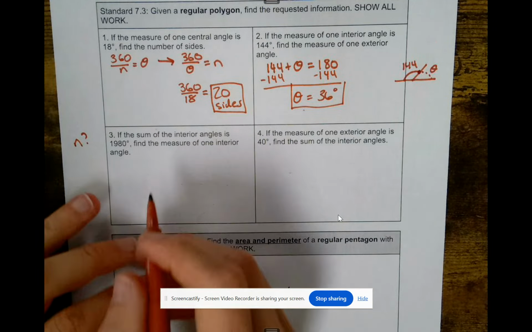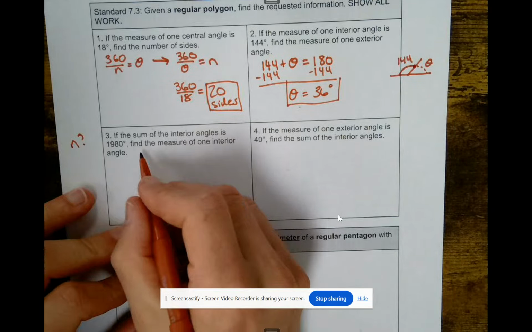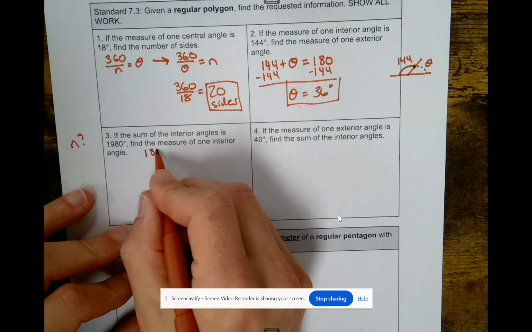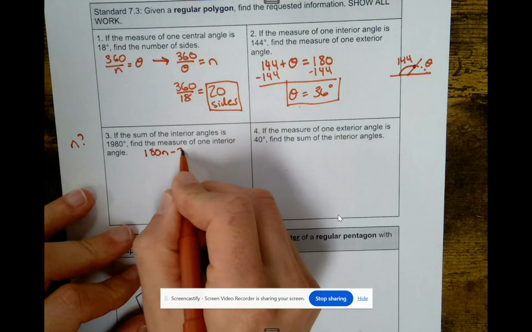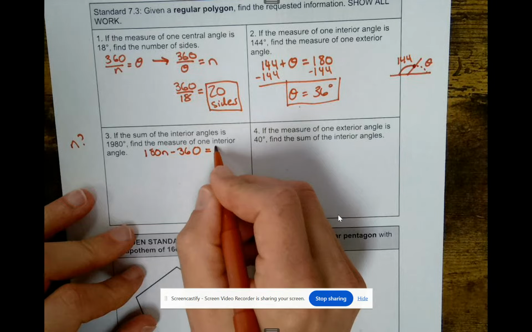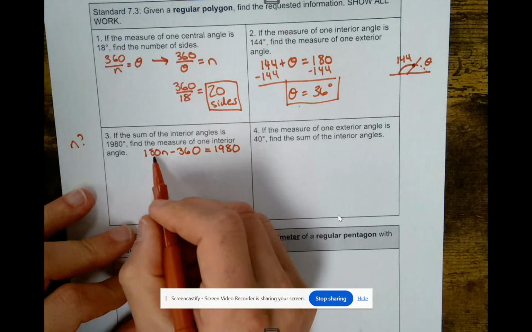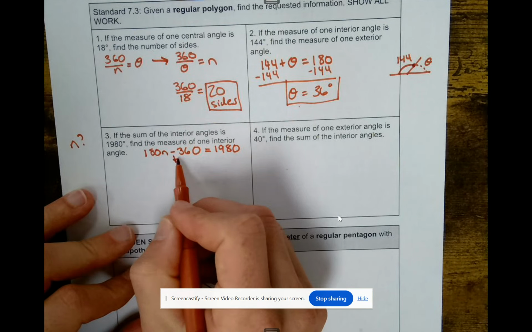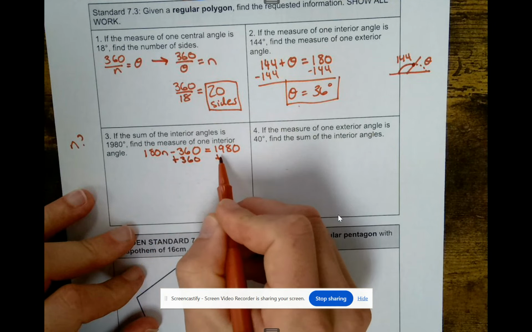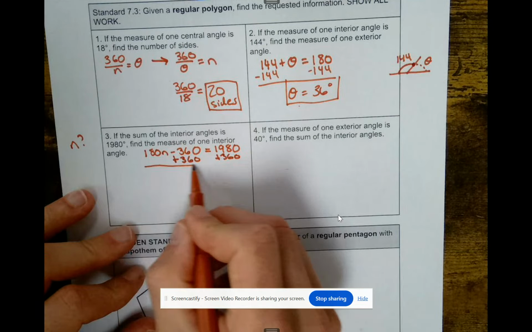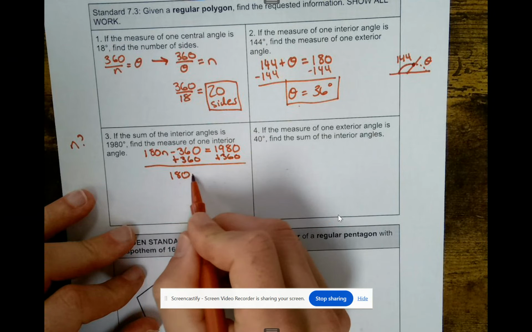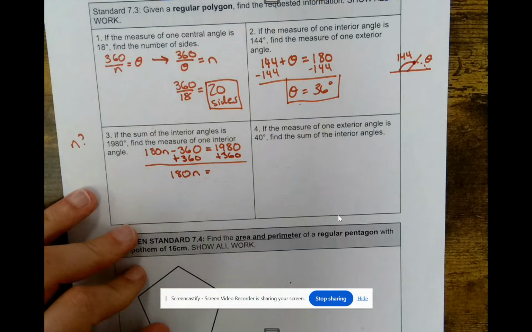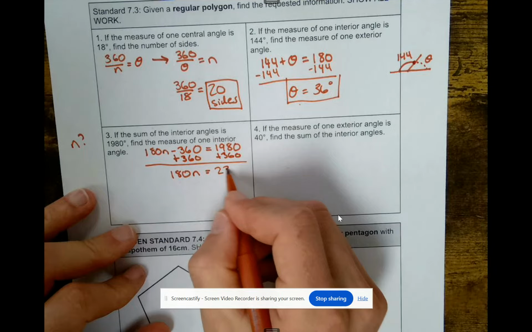To do that, it turns out the sum of the interior angles is 180 times the number of sides minus 360, which equals that sum. So we can use this to figure out how many sides there are. Let's solve it by doing the opposite. First step, add 360 to both sides. So 180n equals 1,980 plus 360, which is 2,340.